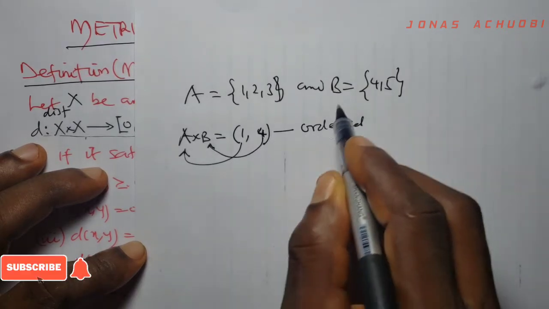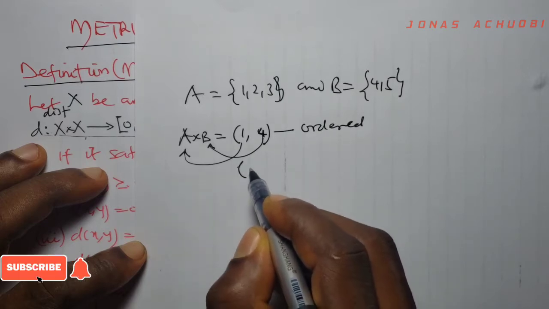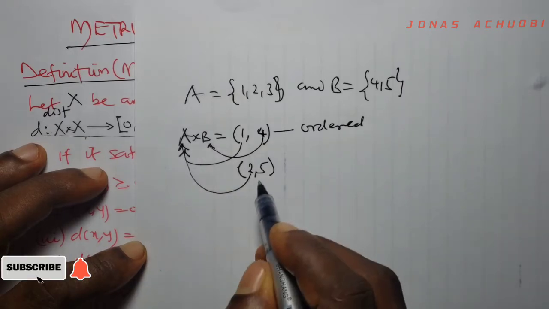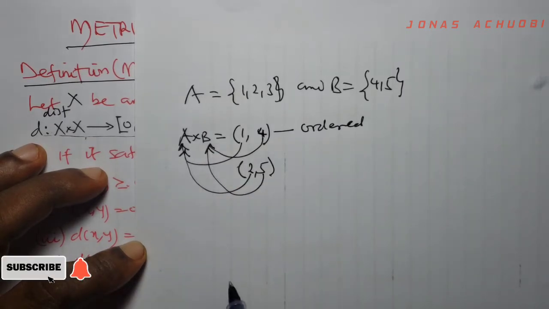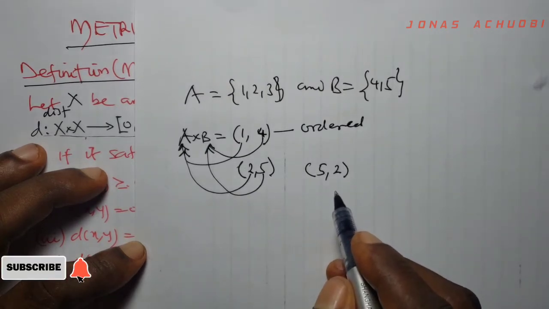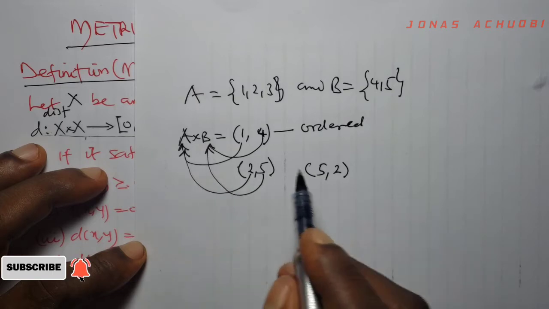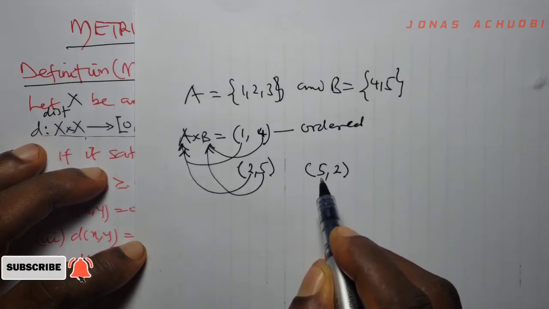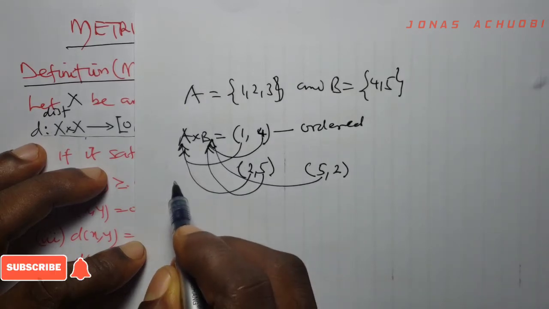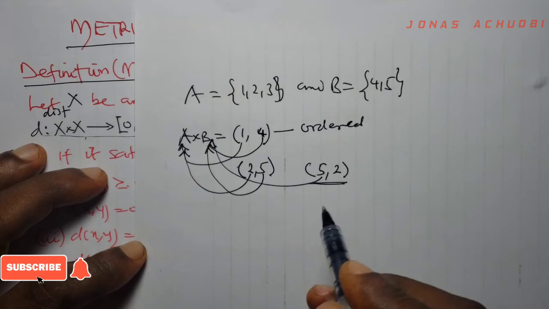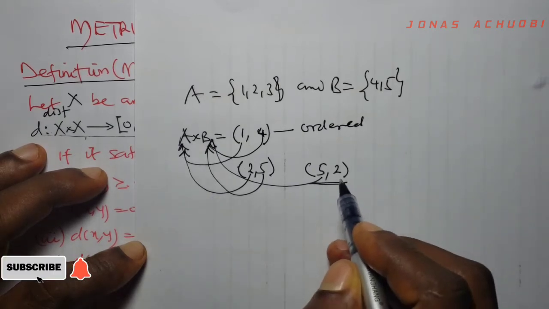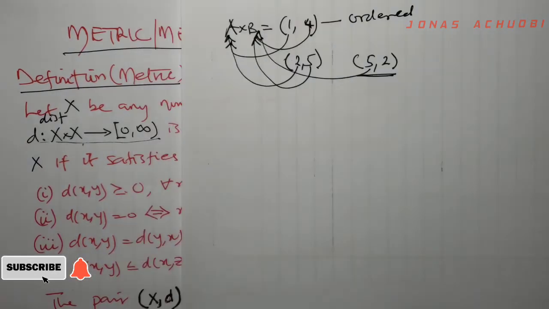Another Cartesian product we can form from these two sets would be the pair, say (2, 5), since 2 belongs to the first set A and 5 belongs to the second set B. The pair (5, 2), however, would not be called a Cartesian product of sets A and B because the first element of this pair belongs to the second set, while the second element belongs to the first set. So for a particular pair to be called a Cartesian product, the first element of that pair must belong to the first set, while the second element of the pair must belong to the second set.